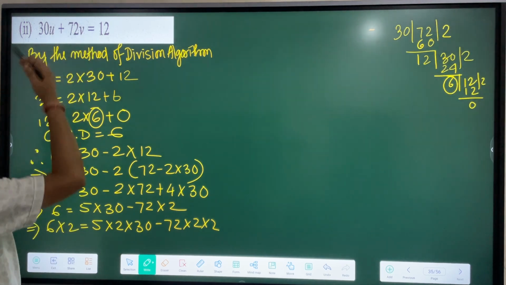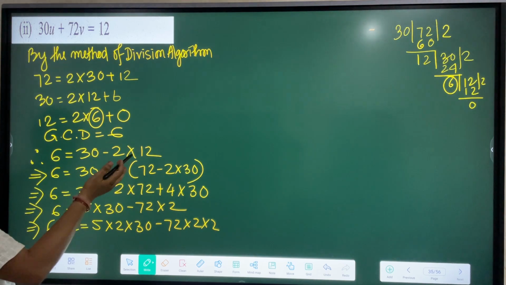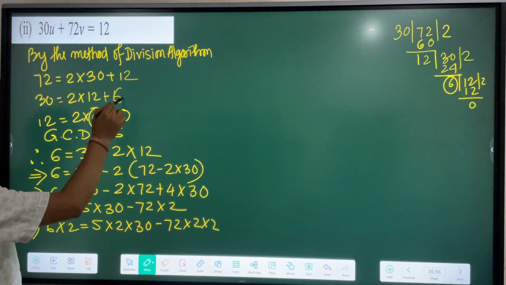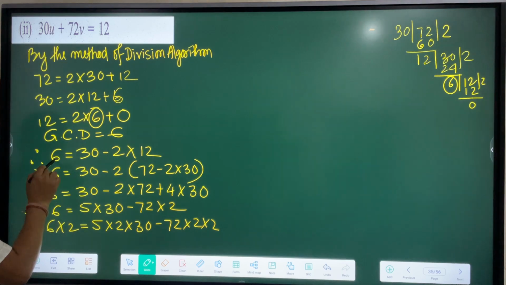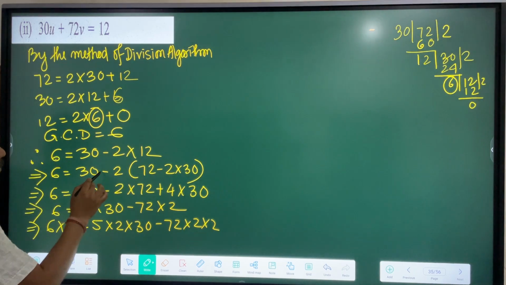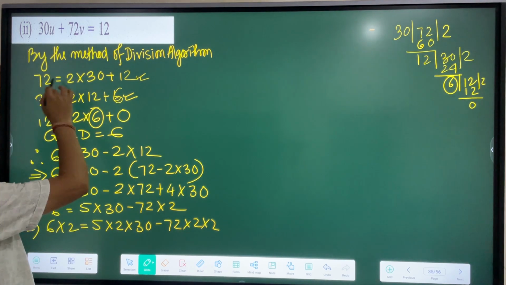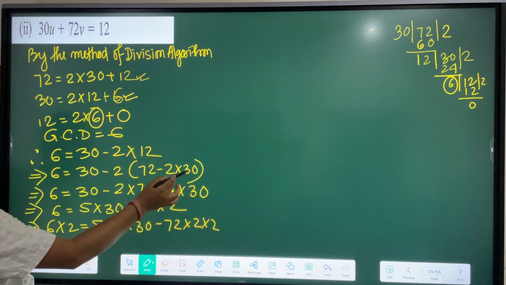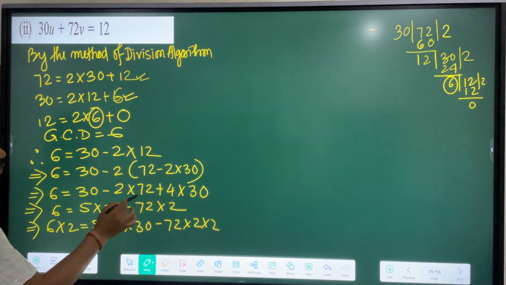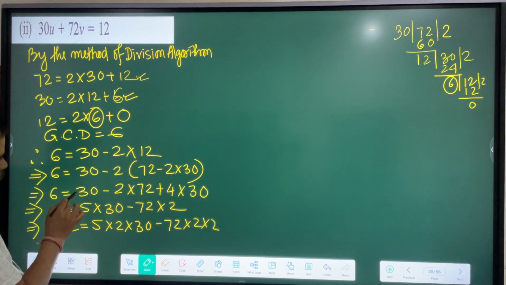Or we can do from 6 also, because 6 and 12 are the same meaning. So we have started from 6. So 6 equals 30 minus 2 into 12. 30 minus 2 into 12. This one is done already. 12 is 72 minus 2 into 30. So minus into minus plus, 2 into 2, 4 into 30. 1 into 30.